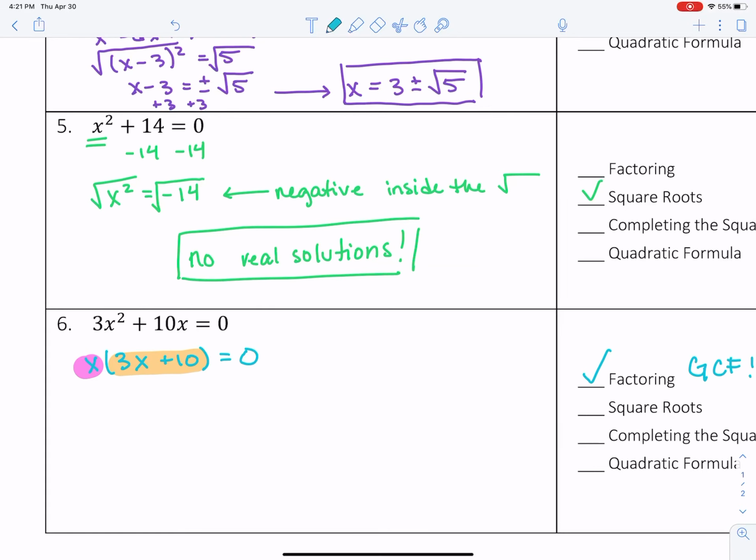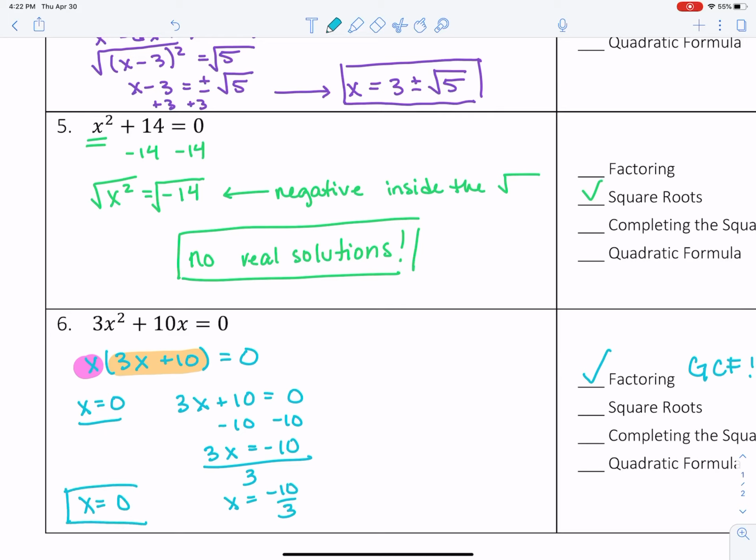So using my zero product property, I know that x is equal to 0, that's my pink guy, and 3x plus 10 is equal to 0. This guy's already solved, but I need to do some inverse operations over here on my right-hand side. So divide by 3, x is equal to negative 10 over 3. And I'm just going to write x equals 0 down here at the bottom so that my answers are on the same line.